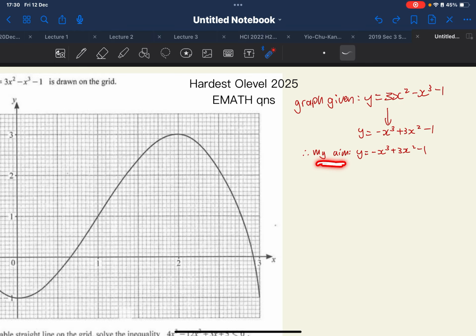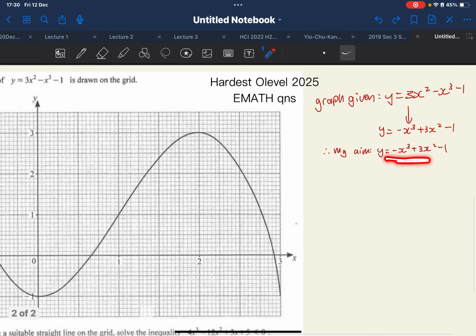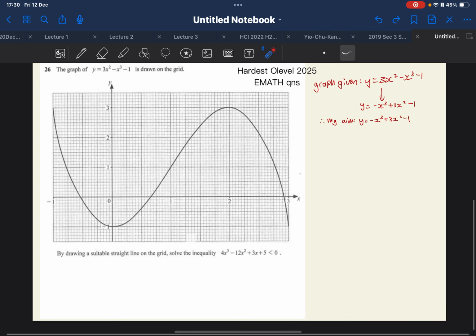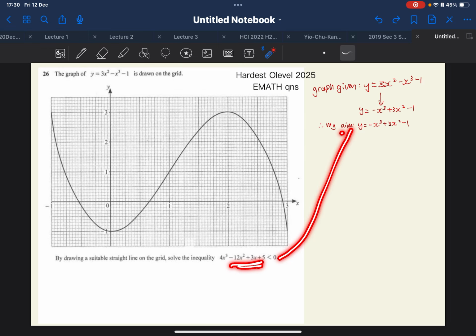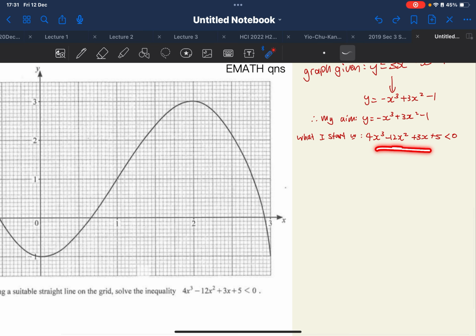Then my aim is to get to this, because this is the graph that they draw for us. In other words, my left hand side of the equation should be this. I have to try to go from this and force it out to become this. My left hand side now is this, but I want it to become this. Now what do I do? Notice that my aim has no x term. This has an x term, to the power of 1.